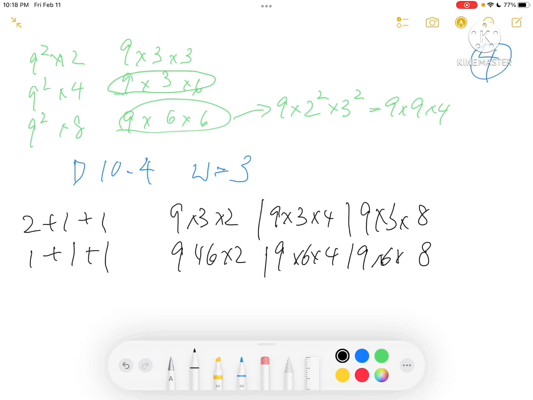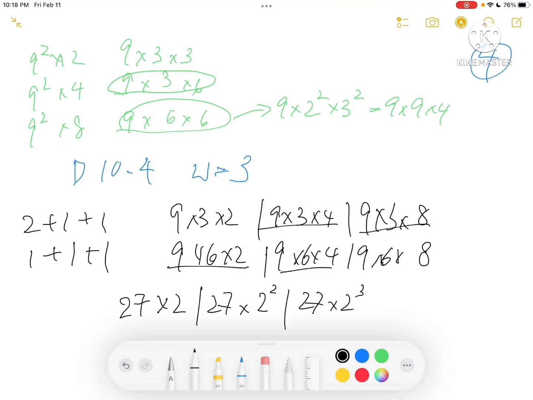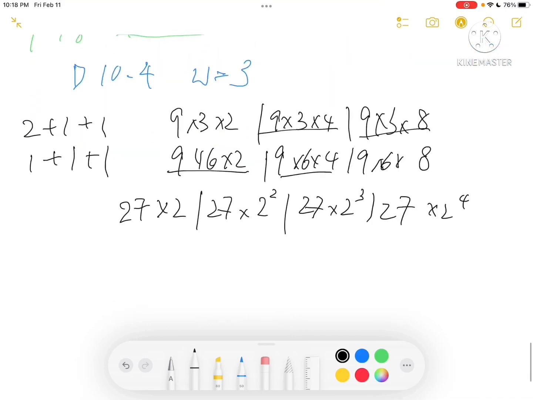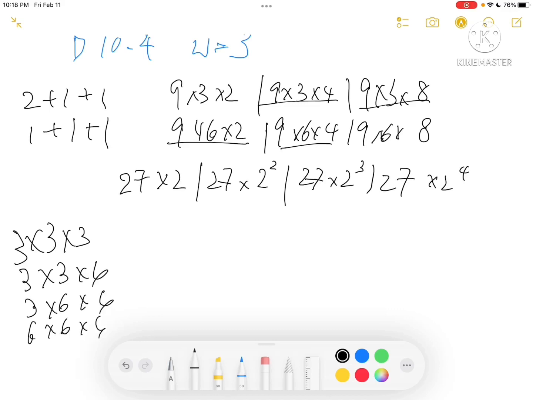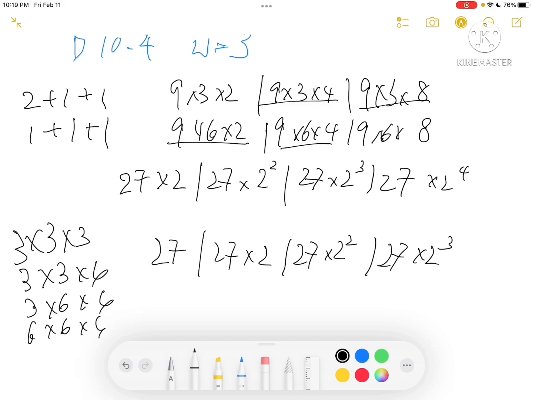And we also need to be very careful when checking for any duplicates. For example, this one is essentially the same as this one, and these two are equal. So we can just write it as 27 times 2, 27 times 2 squared, 27 times 2 cubed, or 27 times 2 to the 4th. Or in the second situation of 1 plus 1 plus 1, we can have something such as 3 times 3 times 3, or we can have 3 times 3 times 6, 3 times 6 times 6, 6 times 6 times 6, which equals 27, 27 times 2, 27 times 2 squared, or 27 times 2 cubed.